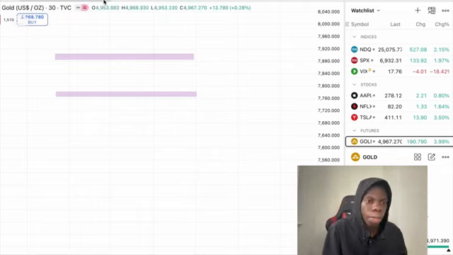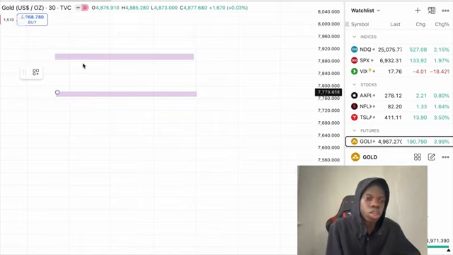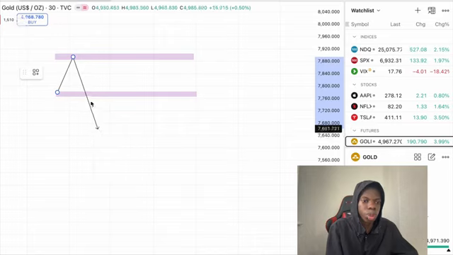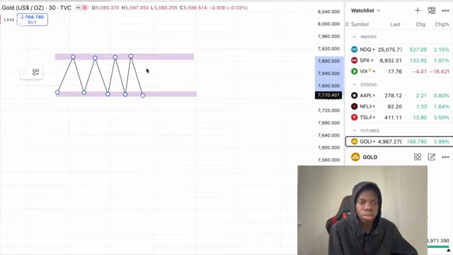So now we start from here. It goes to this plate here. It doesn't break above, it doesn't break below, it just stops here. It doesn't break above, so it just keeps going like that. You see, it doesn't make a proper movement, a bullish or bearish movement.